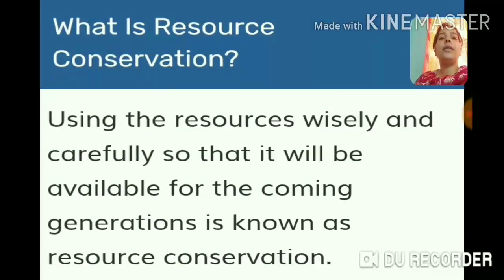The next question is, what is resource conservation? This is important, because we are always talking about resources and types of resources. Now what is resource conservation? Using the resource wisely, in a proper way and carefully, so that it will be available for the coming generations is known as resource conservation.